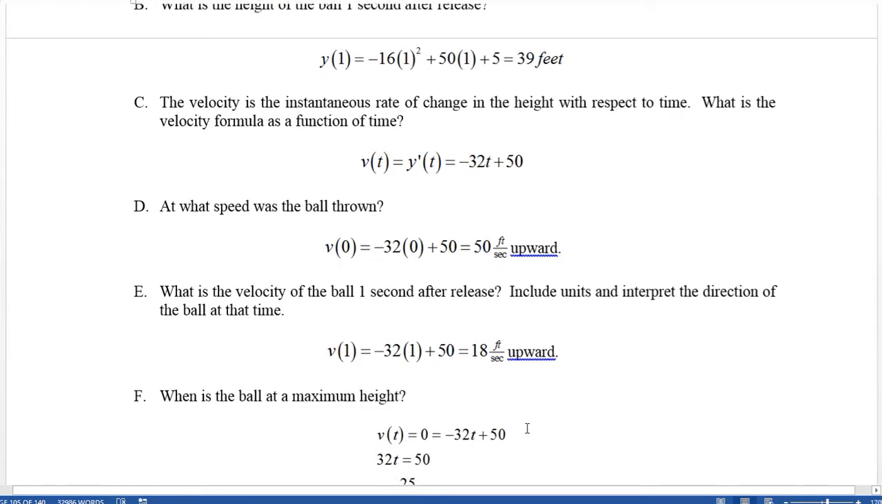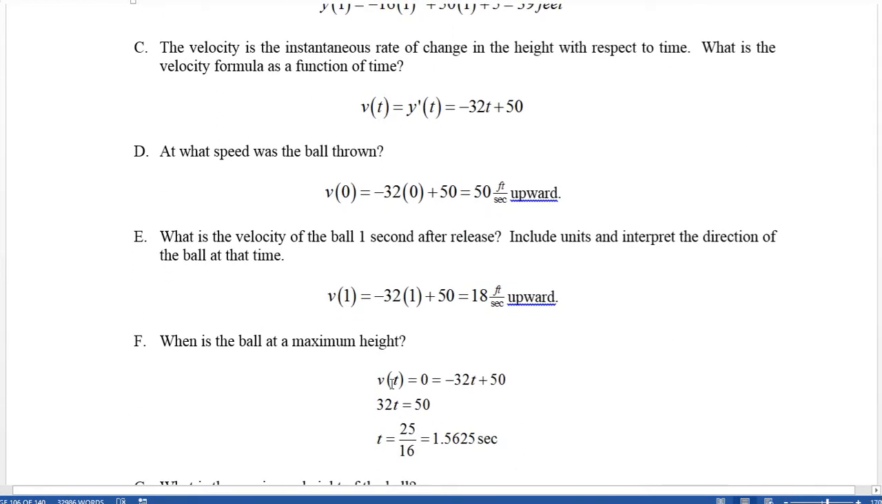So how high does it get? Well, the highest point is when the derivative of the height is 0, or in other words, the velocity is 0. So that turns out to be 0 equals negative 32t plus 50. So 32t equals 50, t equals 50 over 32, which reduces to 25/16, or 1.5625, and of course the units are seconds. So it's going to go upward for a little over 1.5 seconds.